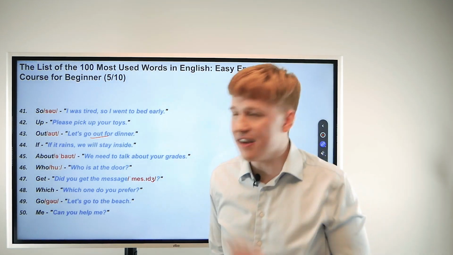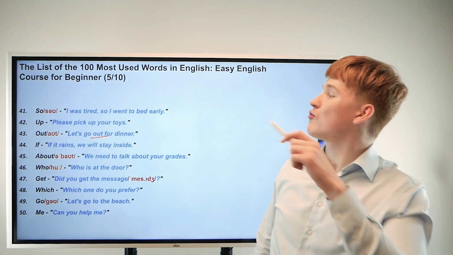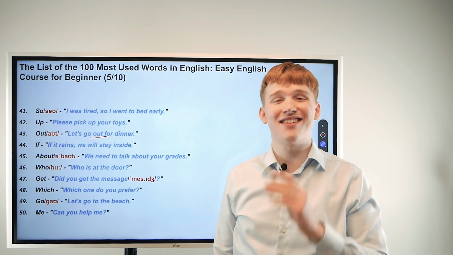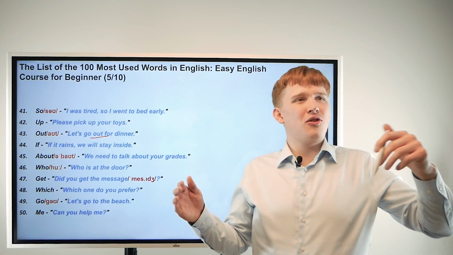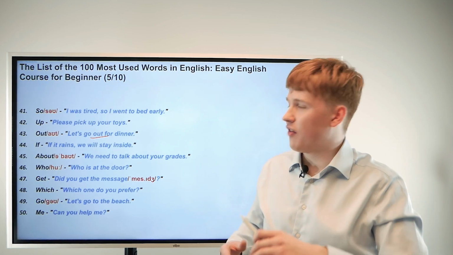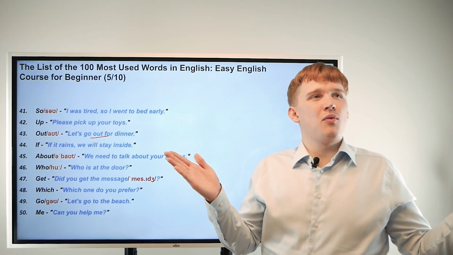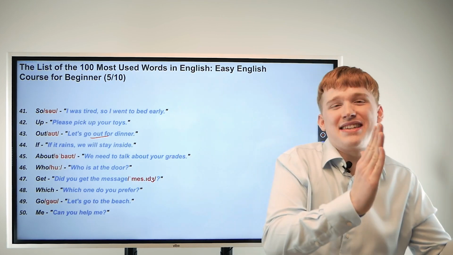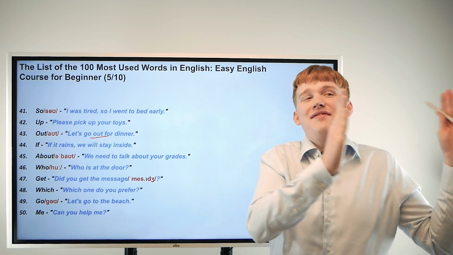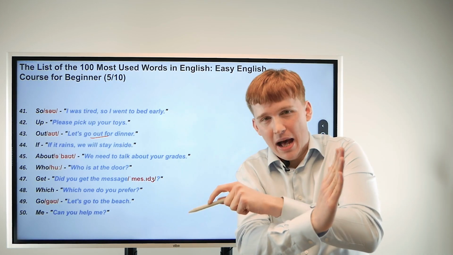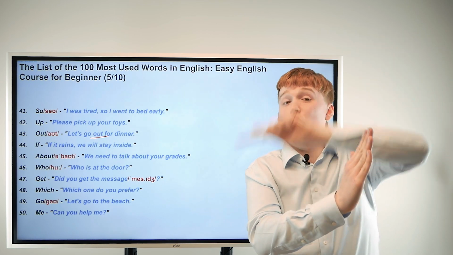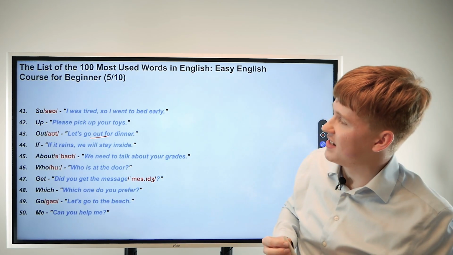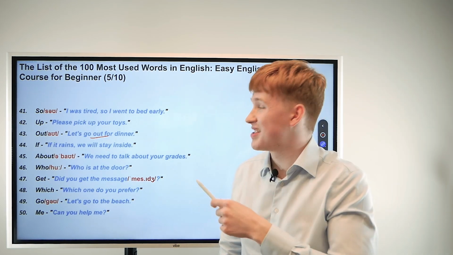Great. So if is our next word. So if it rains, we will stay inside. This is part of a sentence where we're questioning if this happens, then that will happen. You see, this will cause that. There's a cause and effect here. So if it rains, we will stay inside.